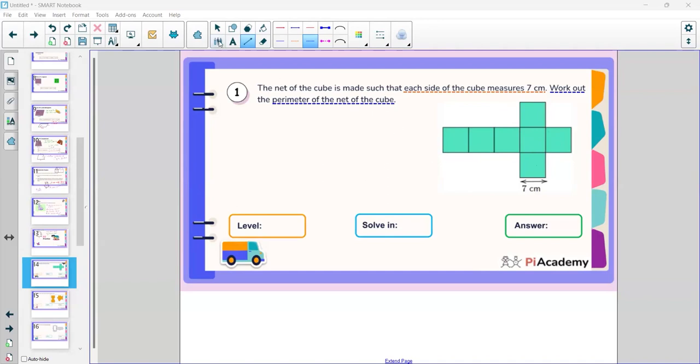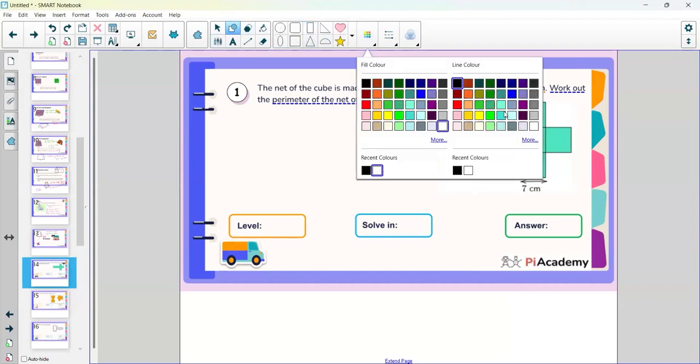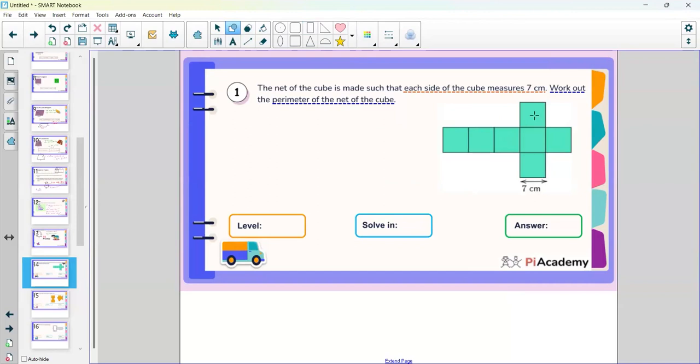Now, what is given in the net of the cube is that each side is 7 centimeters. So each square, if you see along over here, is 7 centimeters. What is asked in the question is to work out the perimeter of the net of the shape. Again, this shape is not a net of a cube, but let me make this a net. It's slightly incorrect because a net of the cube has how many faces? How many faces does the net of a cube have? Anyone? Yes, Priscilla.